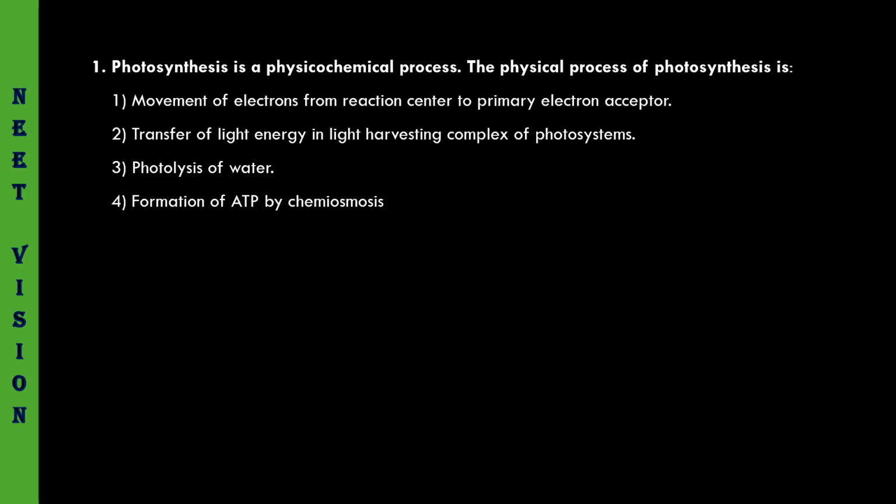Photolysis of water, it is a chemical process. Formation of ATP by chemiosmosis, chemical process. So, if an enzyme is involved in the reaction or process, or electrons are either ejected or accepted, it is a chemical process. So, the second one is a physical process because light energy is transferred from one pigment molecule to another pigment molecule in a light harvesting complex or antenna complex by inductive resonance. Second option must be the correct one. Let us see which is given. Second one is given.